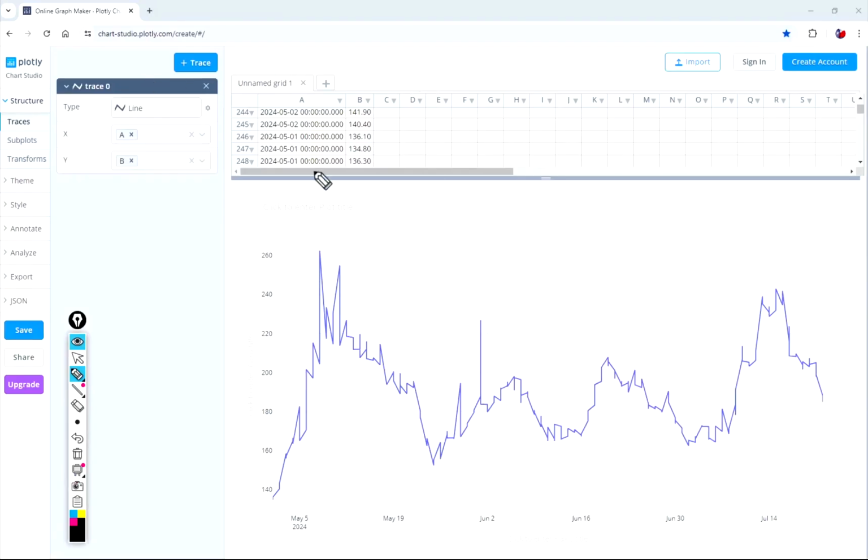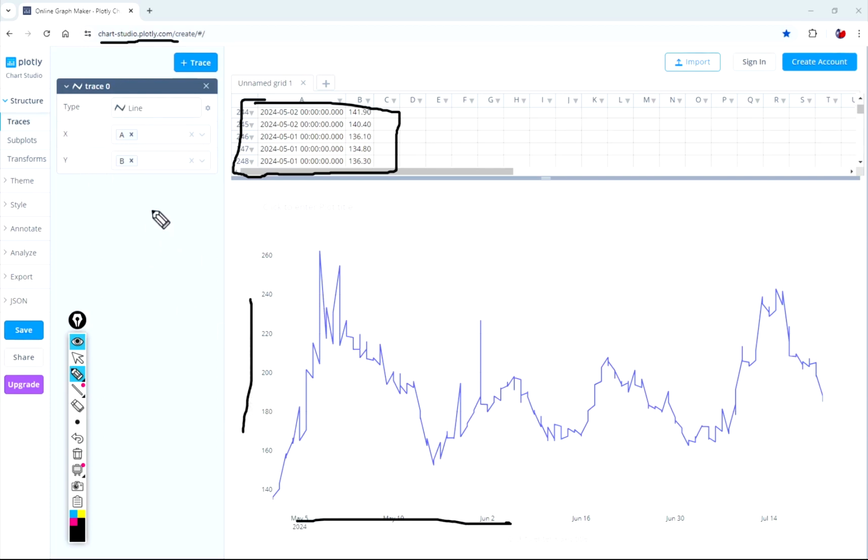Okay, so this is just a chart of data, and here you can see some data in a kind of spreadsheet format. This is on Chart Studio Plotly. This is a free website. You can plot your data in here and use different types of charting. I'm just using a line chart, an XY graph. This is the X, this is the Y, and we're just plotting in the data.